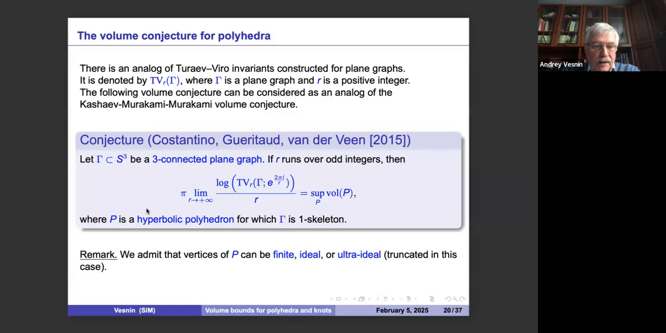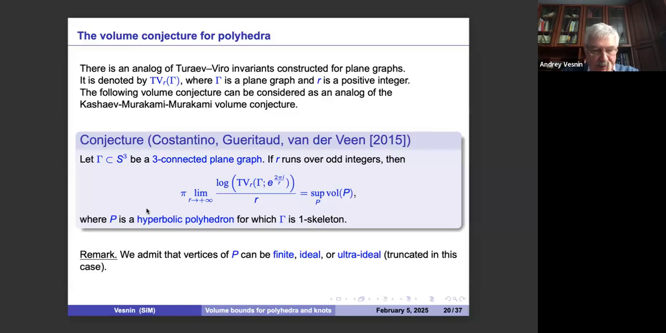So they conjecture the following. Suppose we have a graph gamma, a three-connected planar graph, because we want it to be the one-skeleton of a polyhedron. The conjecture is the following: if r runs over all the integers, and you consider the limit when it goes to infinity of the logarithm of the Reshetikhin-Turaev invariant, divided by r and multiplied by pi, you get something in the limit, and the conjecture is that you'll get the maximal volume over all hyperbolic polyhedra which have gamma as a one-skeleton. So, for example, you fix the combinatorics of a tetrahedron, you consider all hyperbolic polyhedra whose combinatorics are tetrahedra, and what is the maximal volume? It's the right part of this equality.